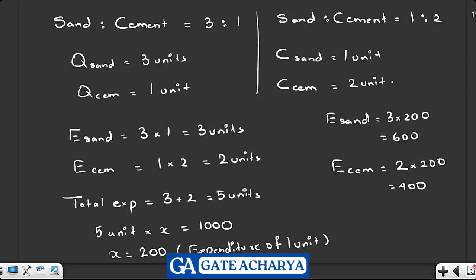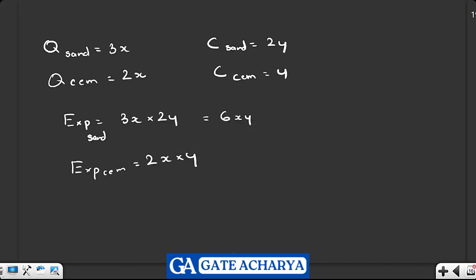6 6, I just wrote down. No, sorry, I made a mistake. 1 is to 2, no? So 2 is here. My mistake. Cost of sand is y, and cost of cement is 2y. My mistake. Please correct it.